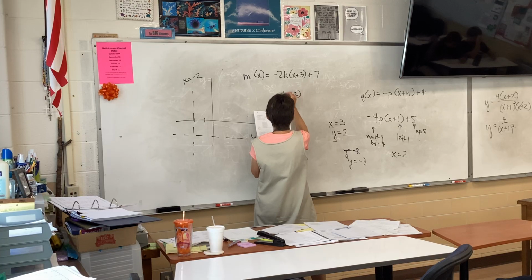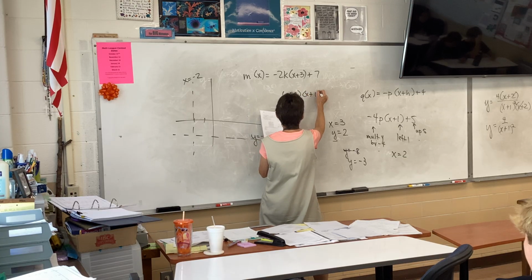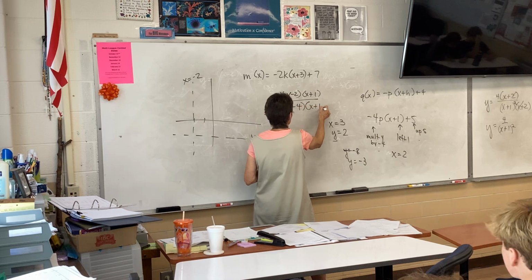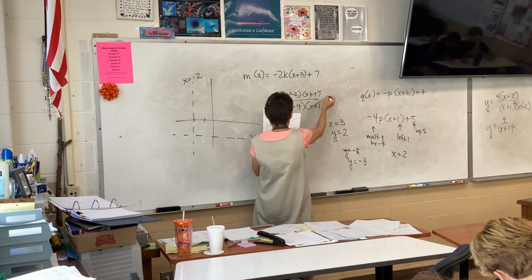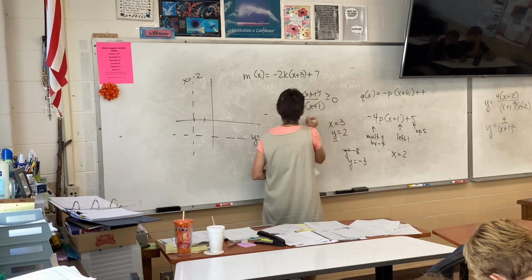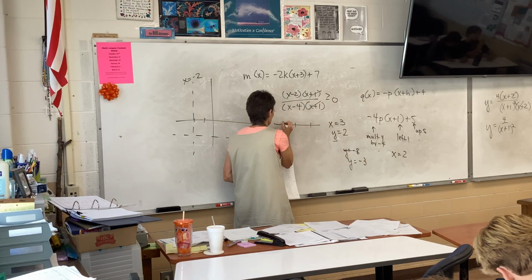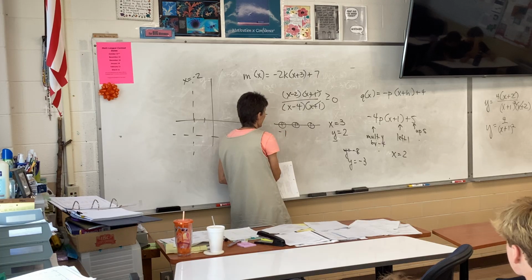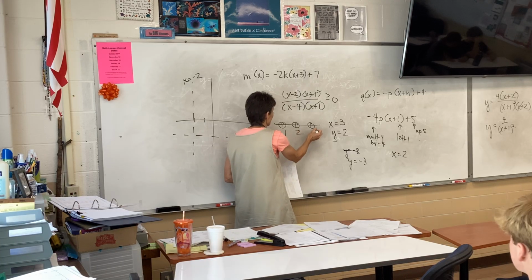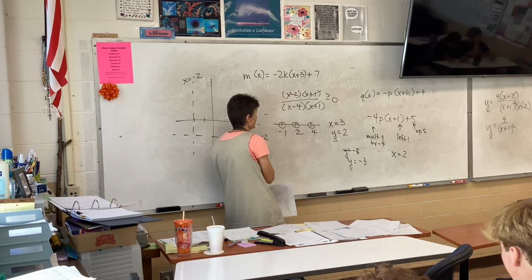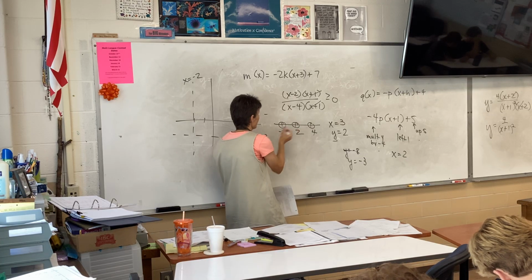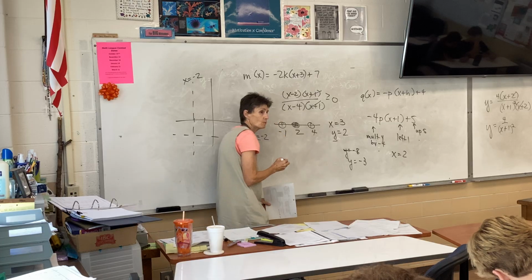X minus 2, minus, plus 1. And minus 4, plus 1. And I want that to be bigger than or equal to 0. So here's my number line. Negative 1 has to be included as a dot, but an open dot. 4 is an open dot, and 2 can be a closed dot. Would you agree with that?